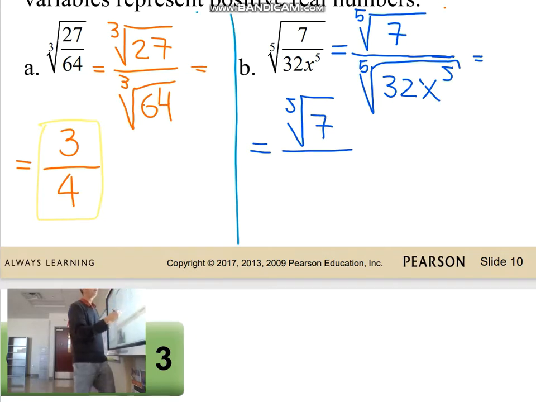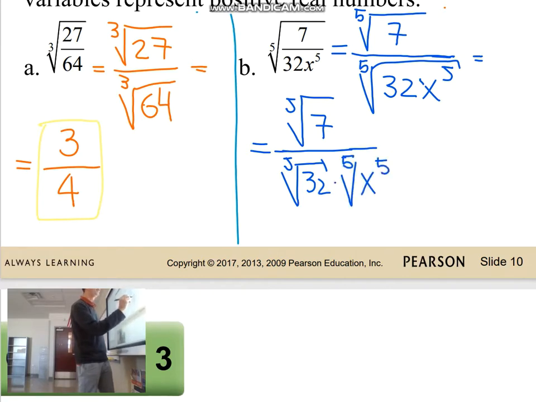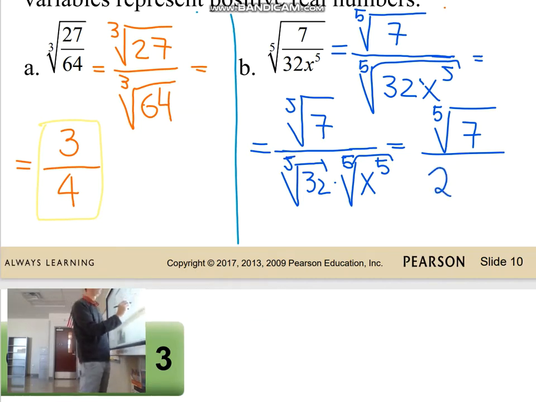but on the bottom we can apply the product rule, reversed or backwards, because we can write this as the fifth root of 32 times the fifth root of x^5, right? This is equal to the fifth root of 7 over the fifth root of 32 is 2, the fifth root of x exponent 5 is x. That means this is the answer.